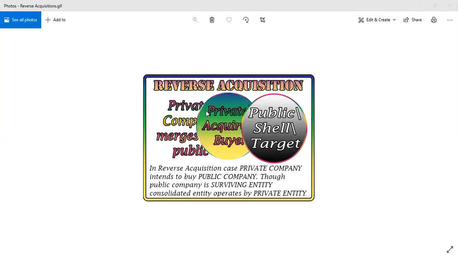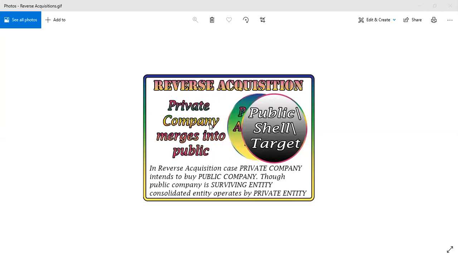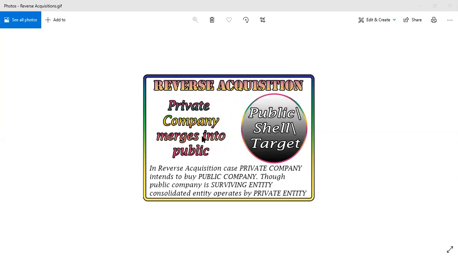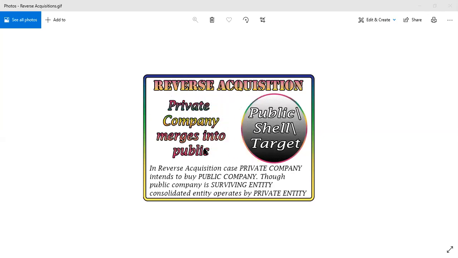However, the private entity wouldn't want to undergo the scrutiny and the complexities of the legal requirements. So for it to become public, it will allow a public company, or shell, or target to acquire it. But the private company actually initiates the acquisition. So that's how the reverse acquisition would conceptually work.